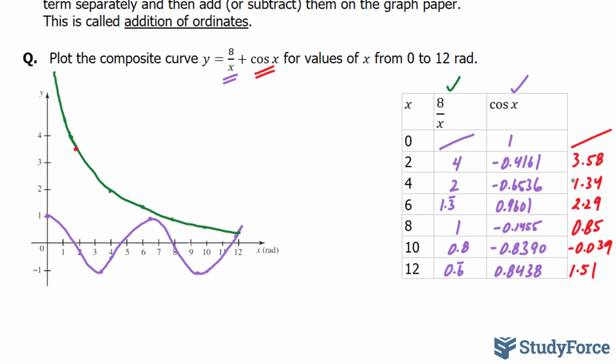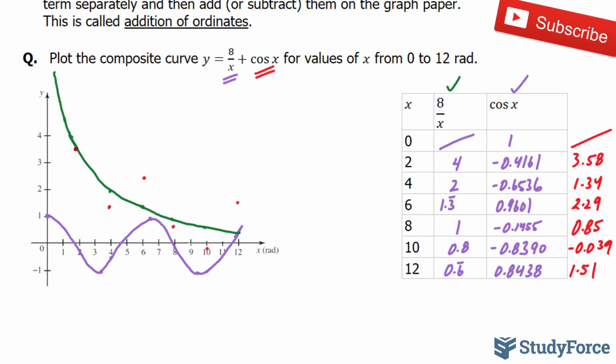At 4, 1.34, which is over here. At 6, 2.29. At 8, it's 0.85, which is around here. At 10, we have negative 0.039. That's around here. And lastly, at 12, we have positive 1.51, which is up here.